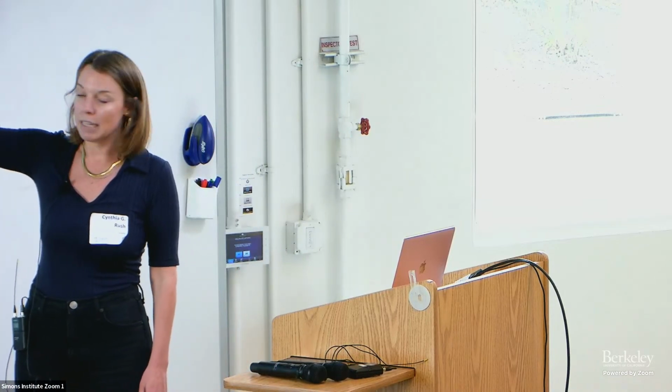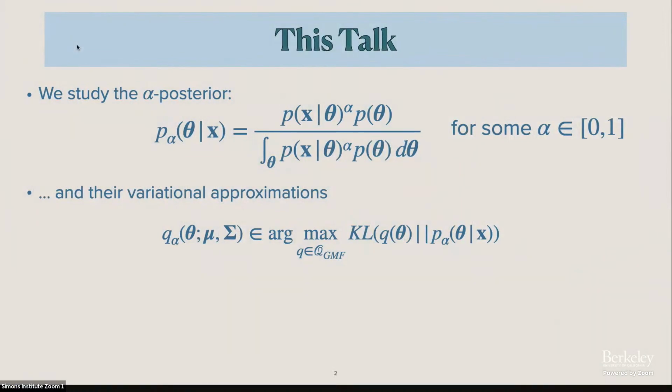So, all right, just a quick overview. Today I'm going to study the α-Posterior. So this is just our normal posterior, right? Kind of proportional to the likelihood times the prior. But now the likelihood is scaled by an alpha factor that's going to be some value in 0, 1.